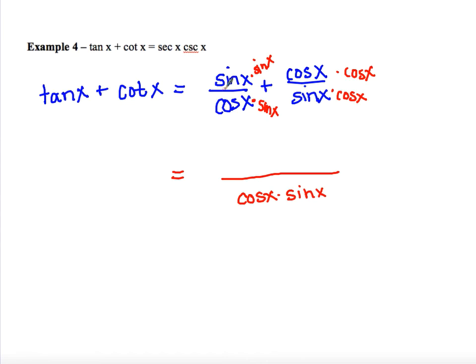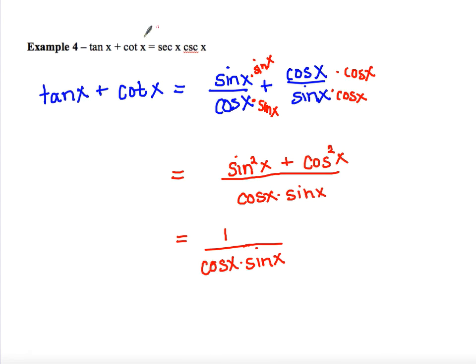What do I have in the numerator? First one has sine times a sine. That's going to give me a sine squared. And second term, cosine times cosine, cosine squared. Hey, that looks like magic on the top. Sine squared plus cosine squared. What do we know about that? Sine squared plus cosine squared is 1. Favorite identity there. So we've got the cosine times the sine in the denominator and a 1 in the numerator.